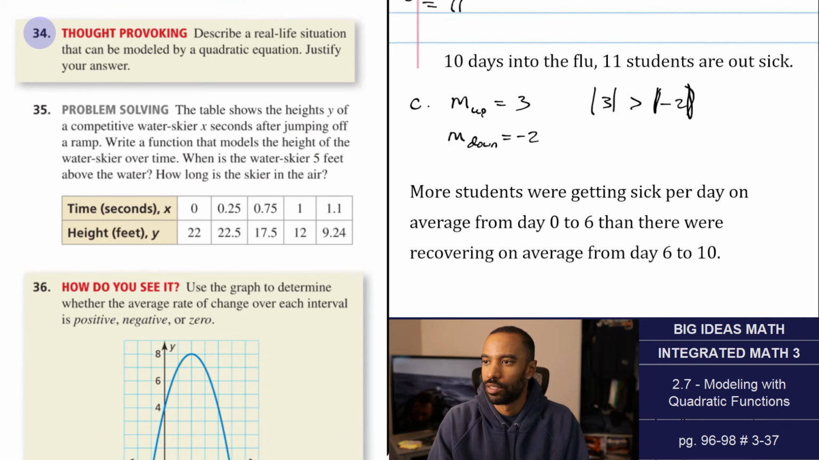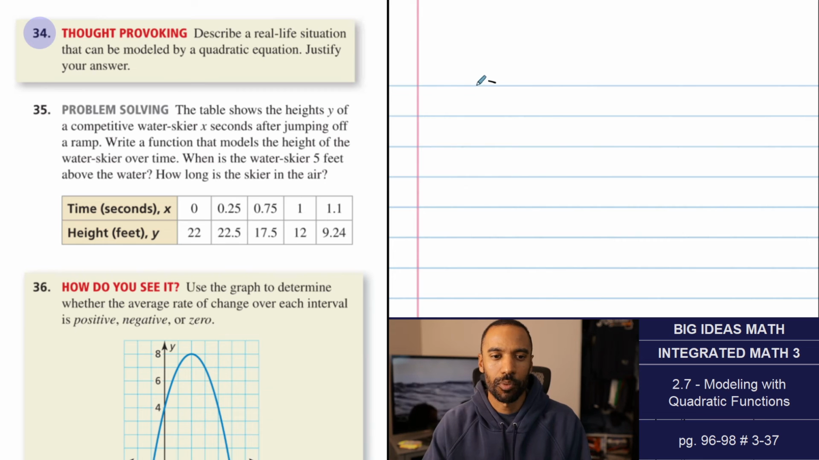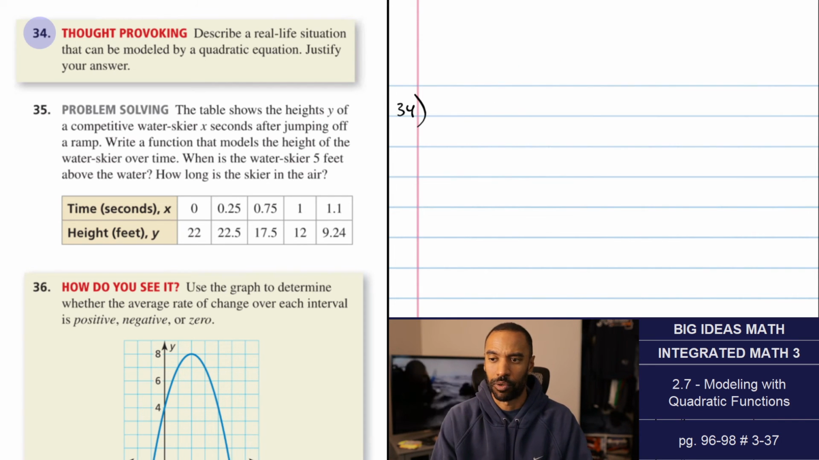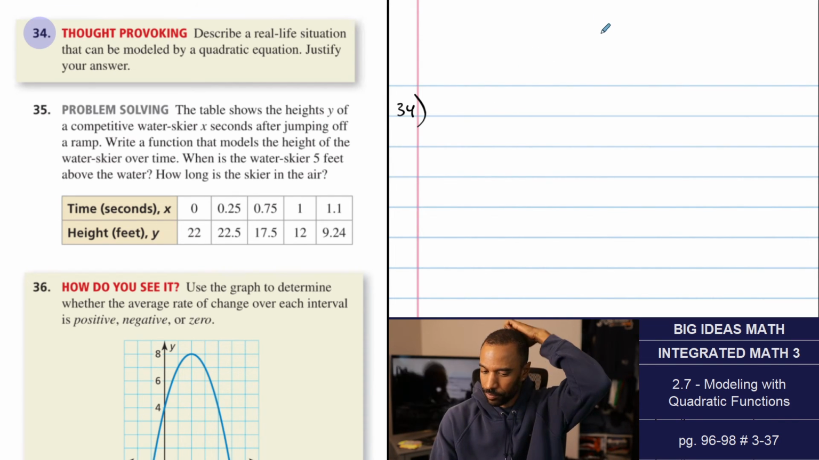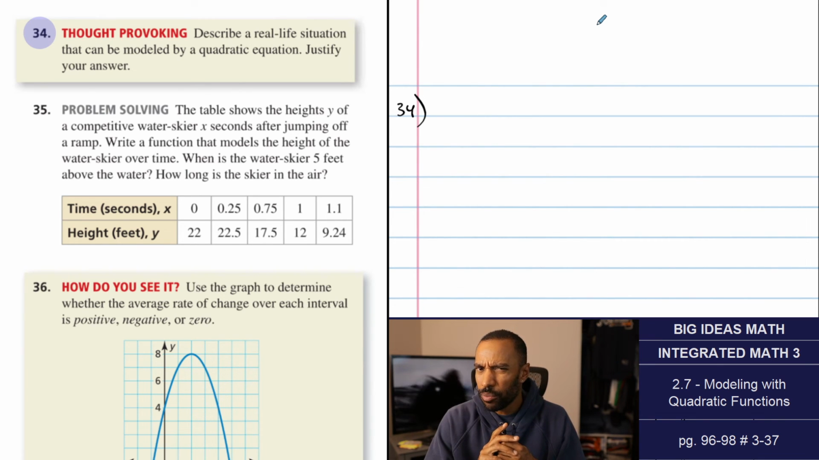Okay, 4 more questions. Number 34. Can I break the 2-hour mark? We'll see. Thought-provoking. Describe a real-life situation that can be modeled by a quadratic equation. Justify your answer. Well, they did a lot of gravity ones. They did a temperature one. They've done area ones. I want to do like a profit one or something like that.